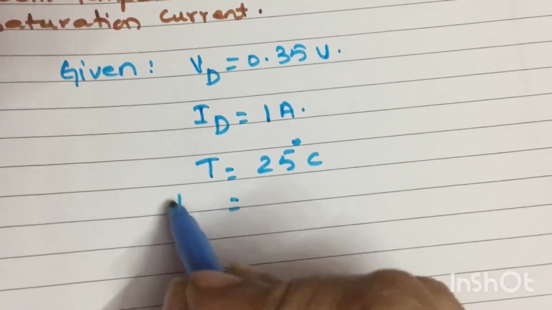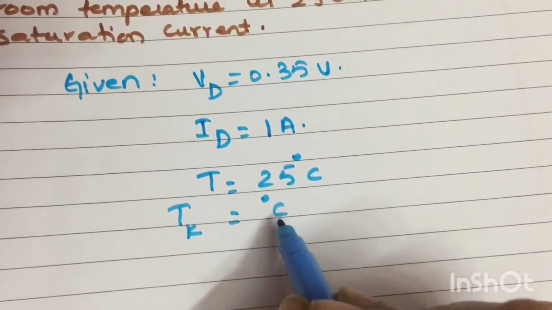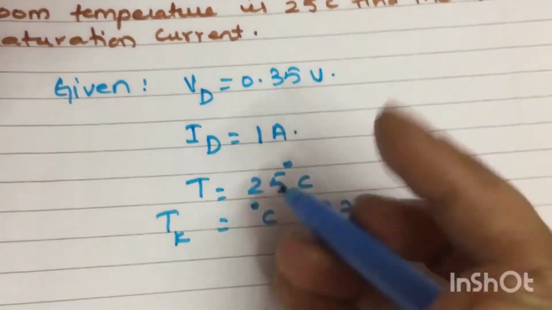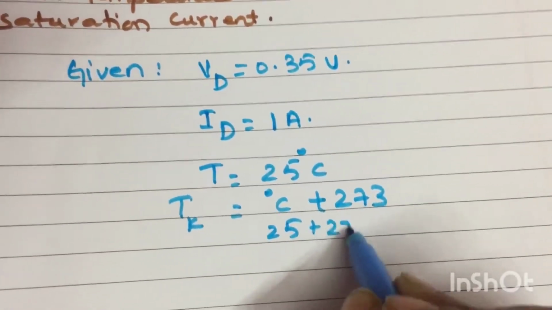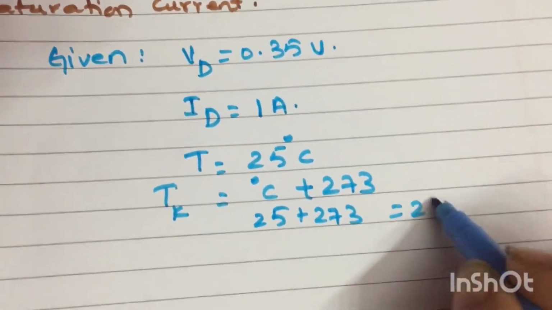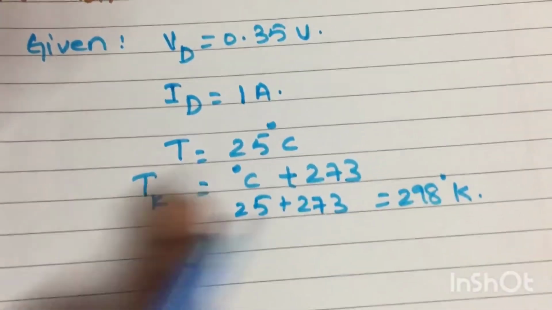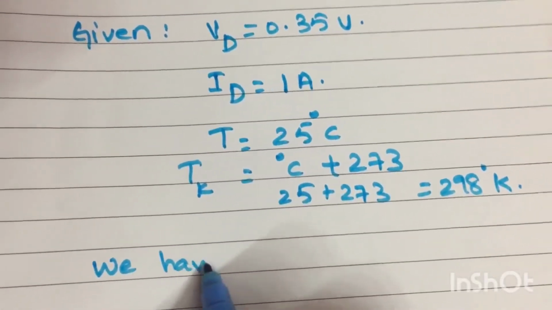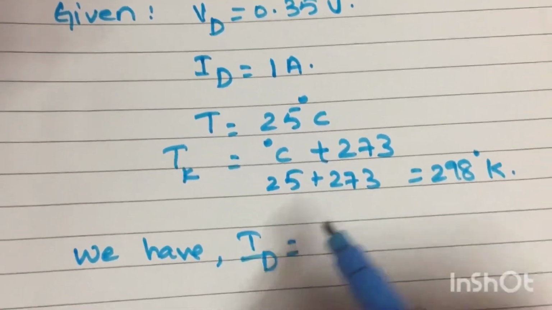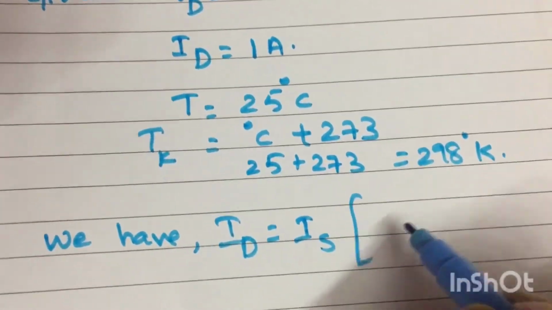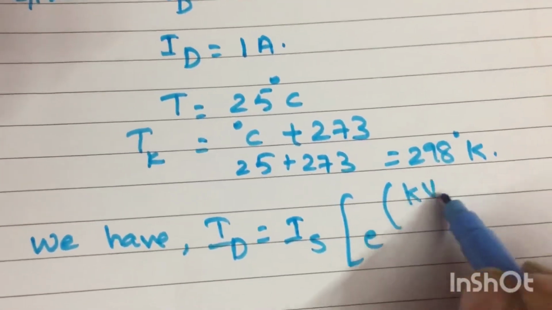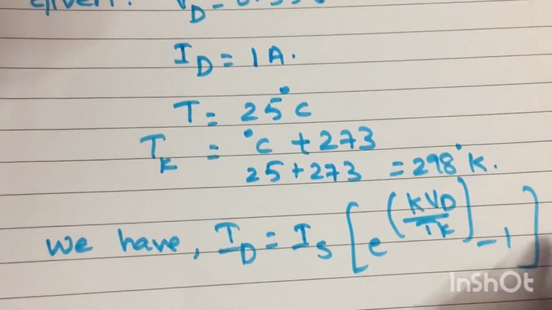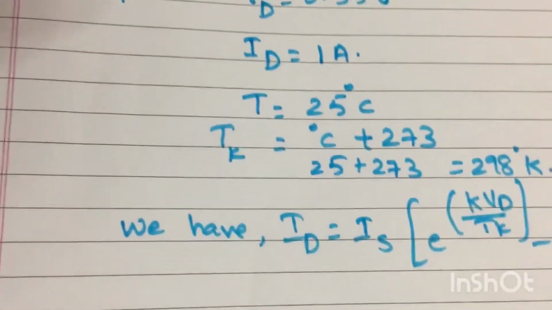Converting this into Kelvin is nothing but whatever the centigrade temperature is plus 273. For any problem we have to add in this way only. So he gave 25, right? So 25 plus 273, this will be 298 Kelvin. So TK is 298. Now the diode current equation we know is ID is equal to IS into e power k VD by TK minus 1, right?